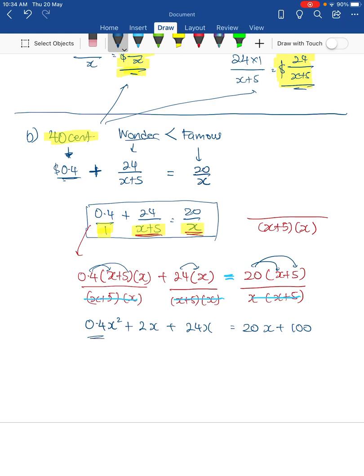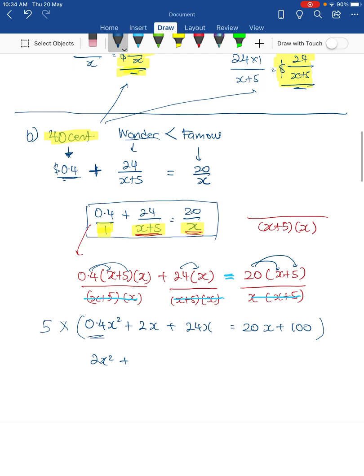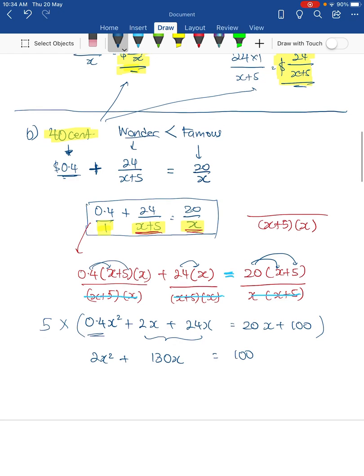Since this is 0.4, I don't want to have a decimal place, so I multiply by 5 throughout. There's a number that you can multiply to get a nice number. So this one becomes 2x squared. This 26 times 5 will give you 130x, and this one times 5 will give you 100x. And this times 5 will give you 500.